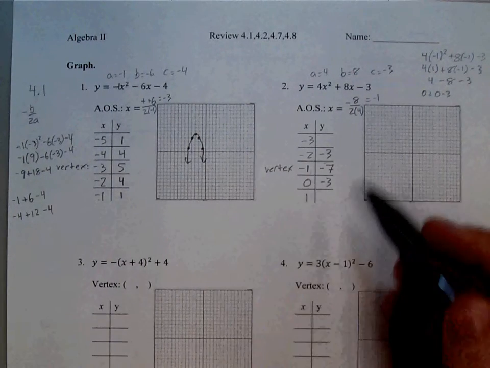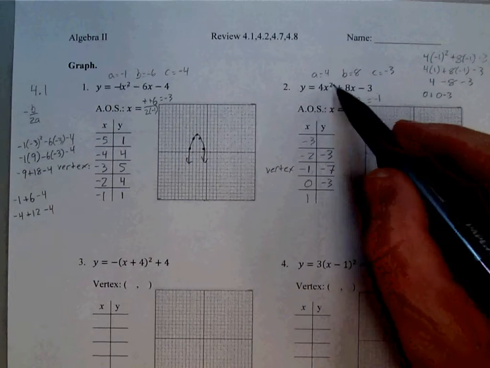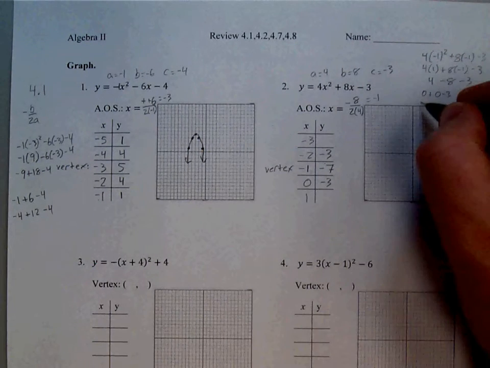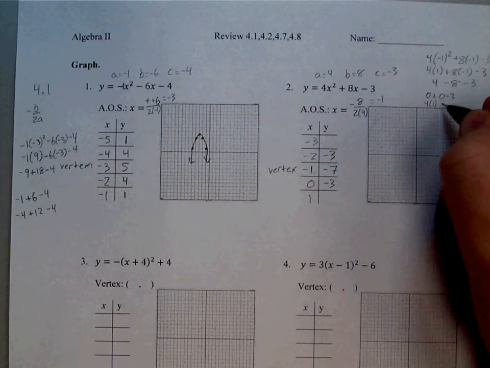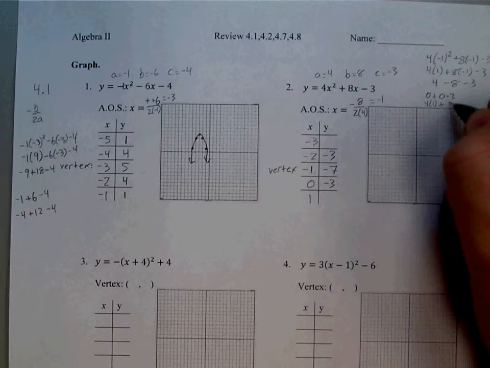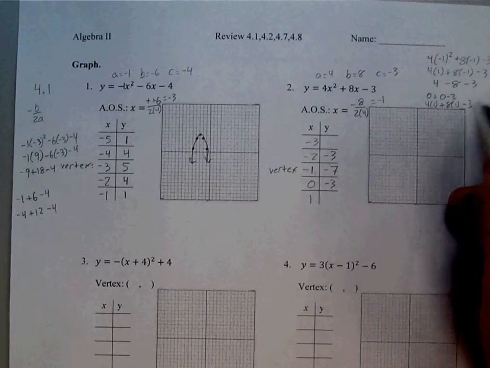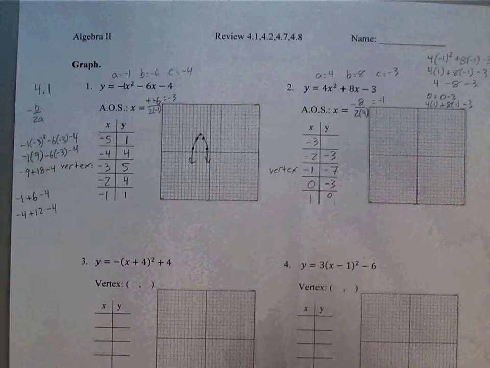Now plug in 1, positive 1. 4 times 1 squared. So that means 4 times 1, which is 4, plus 8 times 1, which is 8, minus 3. So 4 plus 8 is 12, minus 3 is 9.